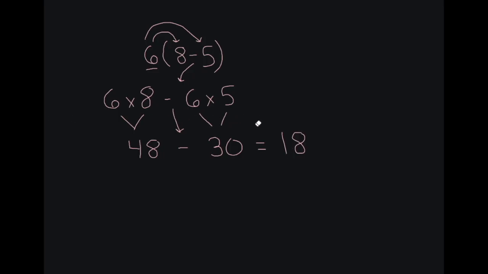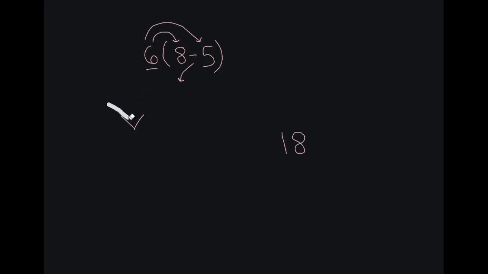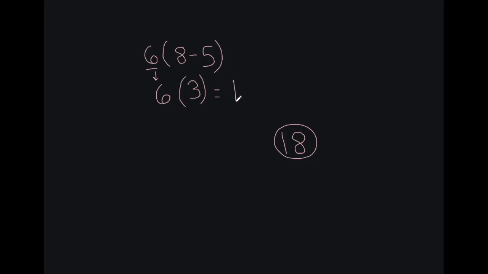Great job. Let's double check and make sure we got this correct by trying the problem in another way. So we're going to see if this way also gives us 18. So let's do the inside of the parentheses first. 8 minus 5 is 3. Bring our 6 here. 6 times 3 also equals 18. Let's try one with a negative.